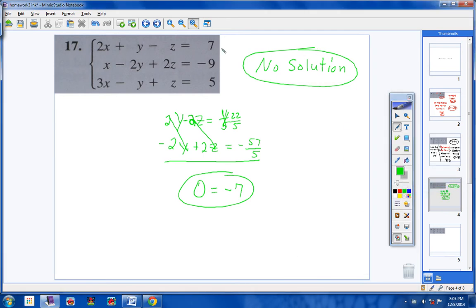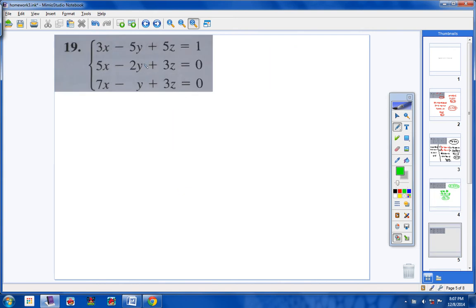So students, the answer to this three variable system is no solution, okay? No solution. Alright, moving on to number 19.